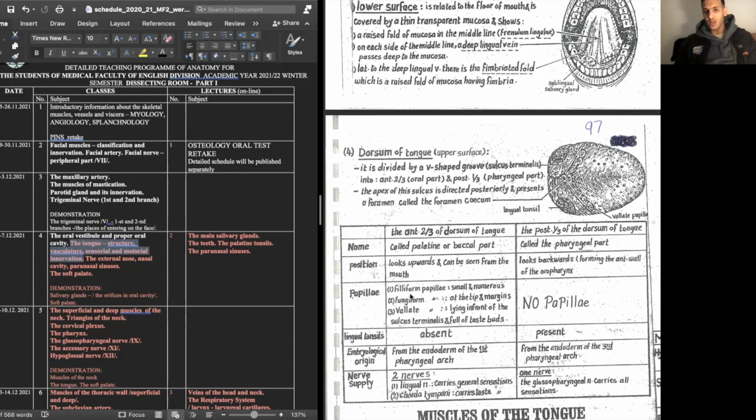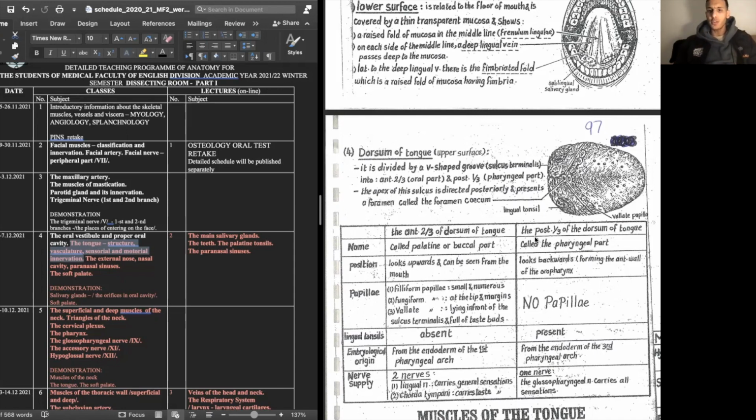The papillae present are the filiform, fungiform, and vallate. Just know the names of them. If you want to go ahead and know where these are located, it's your choice. Lingual tonsils are absent on the anterior 2/3 of the dorsum of the tongue. Embryological origin, you don't need to know that. Nerve supply, very important: two nerves, the lingual nerve and the chorda tympani. The lingual nerve carries just sensation. The chorda tympani carries taste. So anything related to taste on the anterior part of the tongue is the chorda tympani.